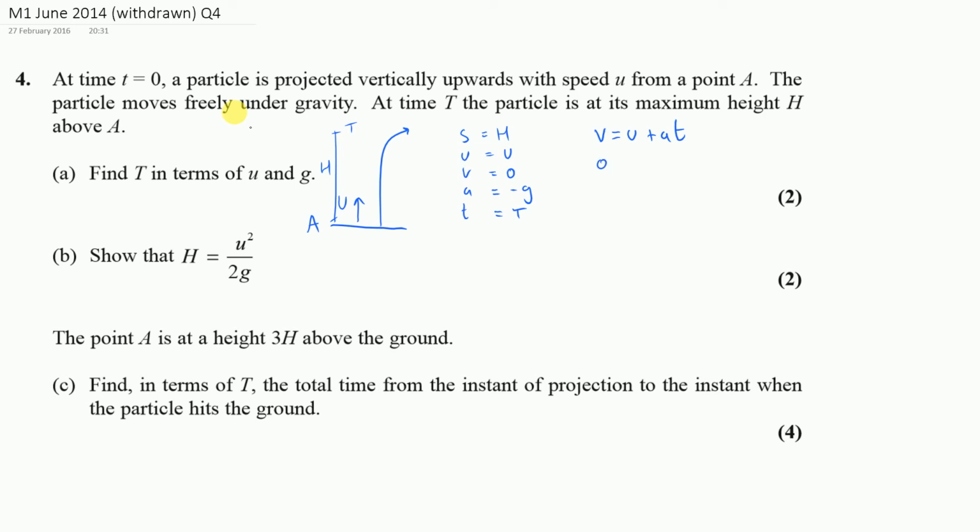So 0 in this case is going to be equal to u minus gt, so gt will equal u, and t will equal u over g.